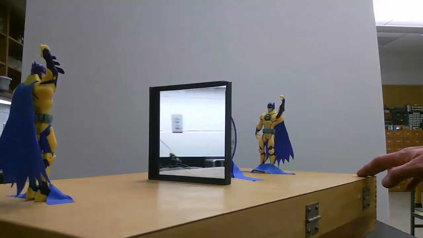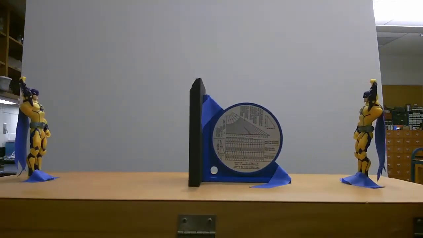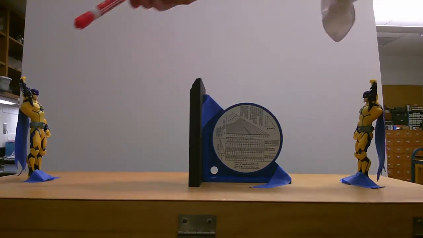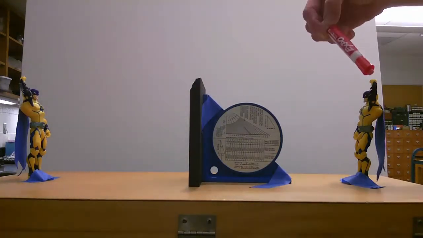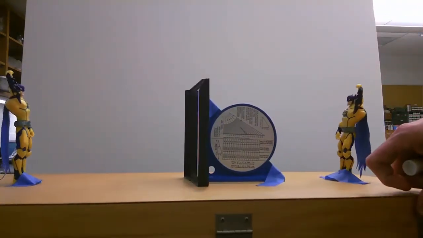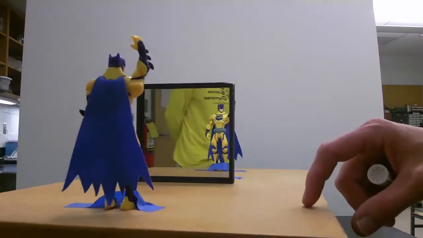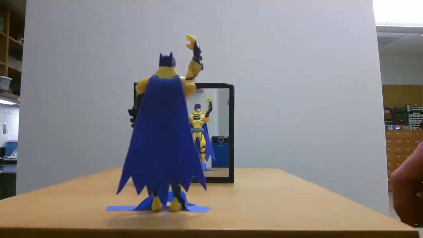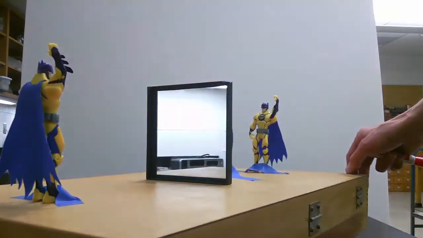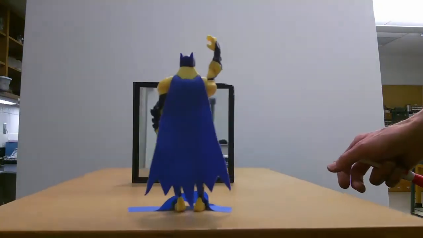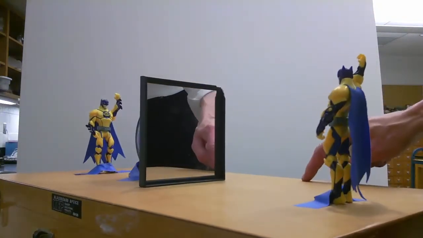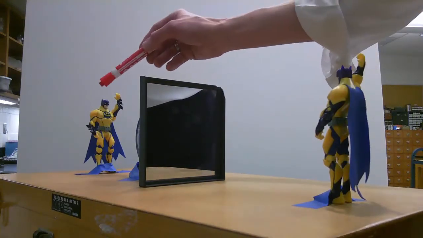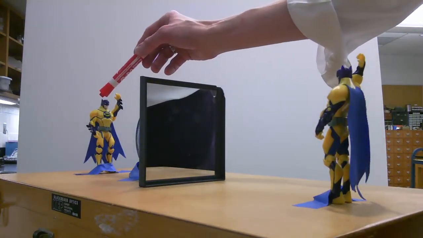Now, what I want you to notice is that the two Batman are the same distance in front of the mirror as behind the mirror. However, when we look at the reflection of this Batman, the reflection appears to be in the same position in space where this Batman is. So as this goes back and forth, we notice in the mirror that the reflection seems to our eye to be at the same position where this one is back here.